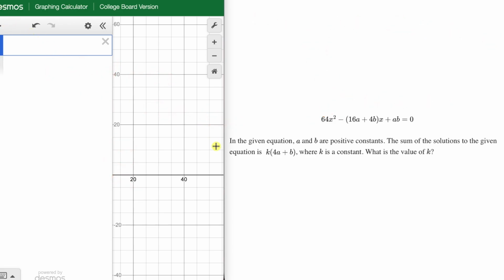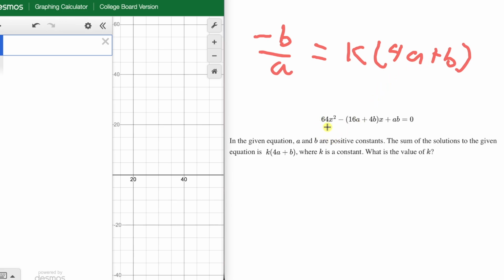So to get into this problem, it's basically telling me that the sum of the solutions is equal to k times (4a plus b). So this means that negative b over a is equal to k times (4a plus b).